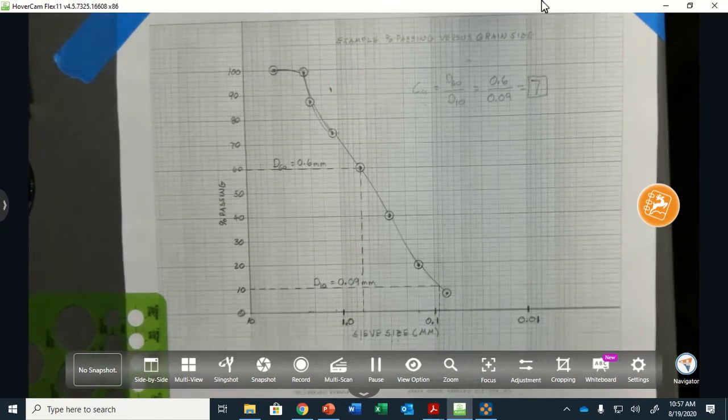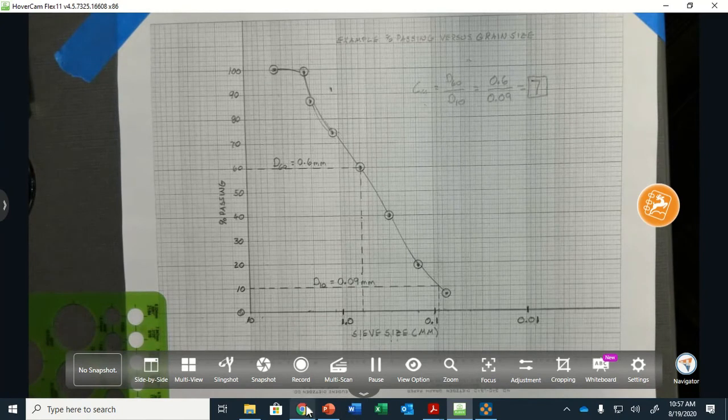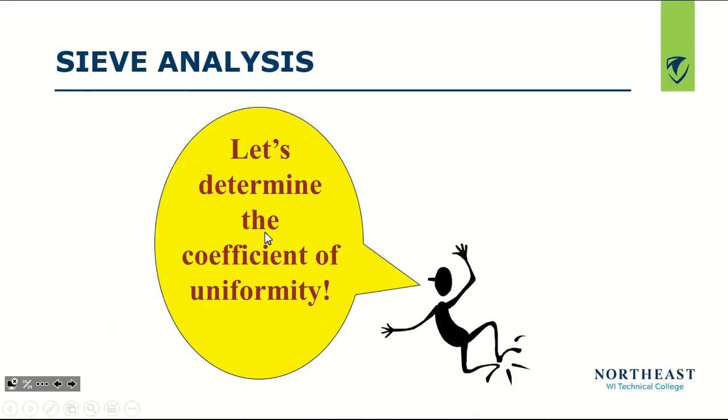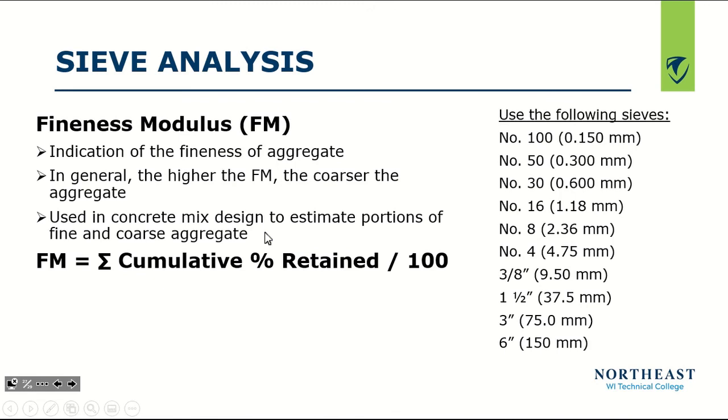Okay, so going back to the presentation. Now the last thing we're going to talk about is the fineness modulus. Okay, FM, fineness modulus. The fineness modulus is an indication of the fineness of the aggregate. In general, the higher the fineness modulus, the coarser the aggregate. Okay, so basically we have more retained on the coarser aggregate. It's used in concrete mix design to estimate portions of fine and coarse aggregate. So this is a number. It's rounded to 2 decimal places.